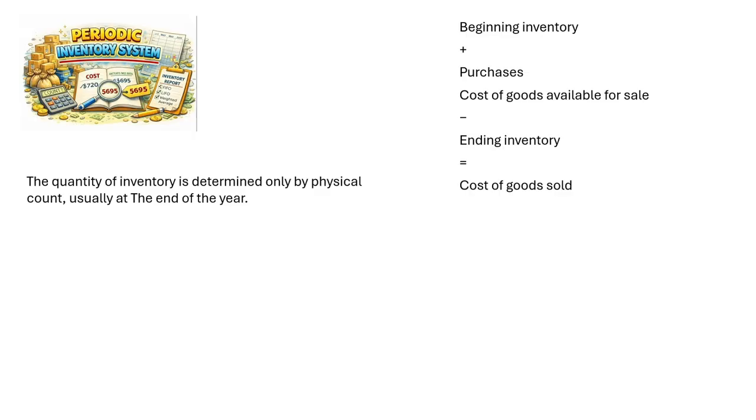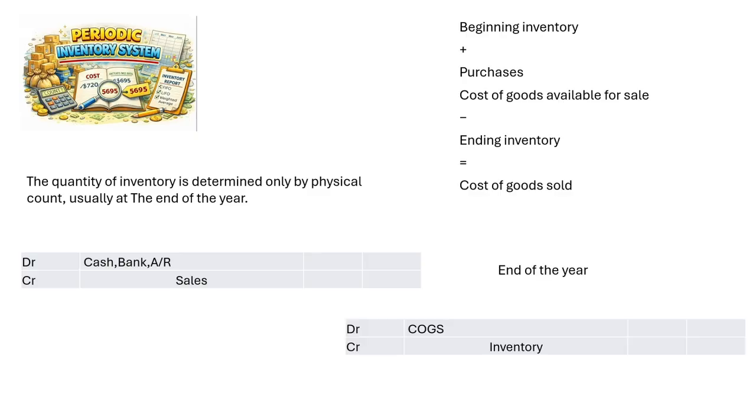In the periodic inventory system, when we sell, we write down debit cash, bank, or accounts receivable, and credit sales. And at the end of the year, when we do the count and we know the cost of goods we sold, we write down the journal entry: cost of goods sold to inventory, to reduce inventory in the balance sheet and increase cost of goods sold in the income statement.